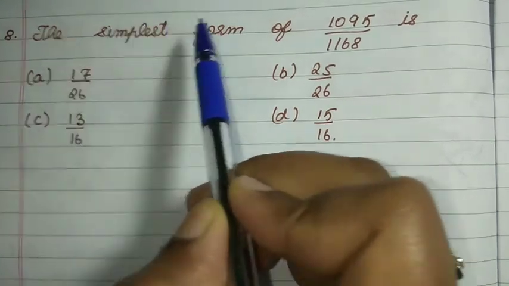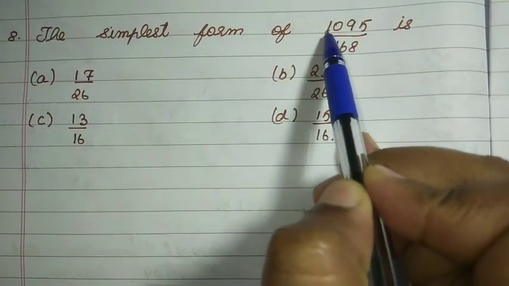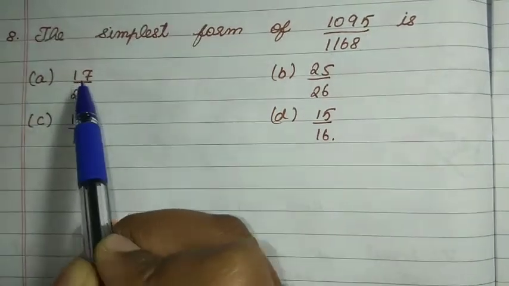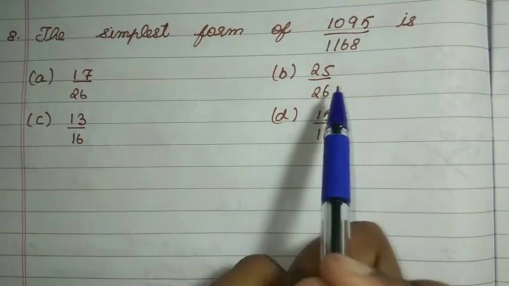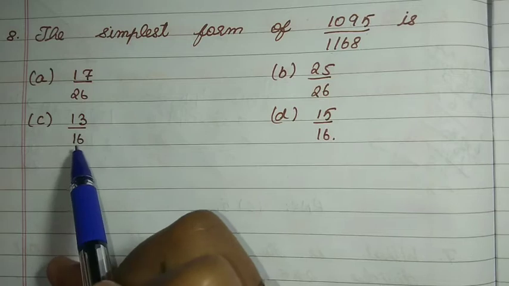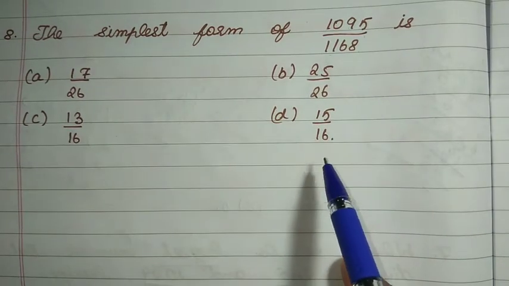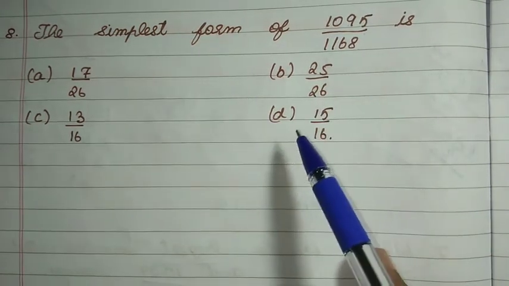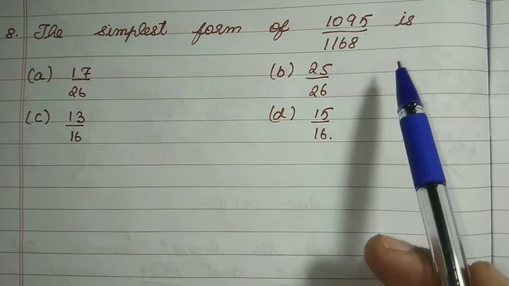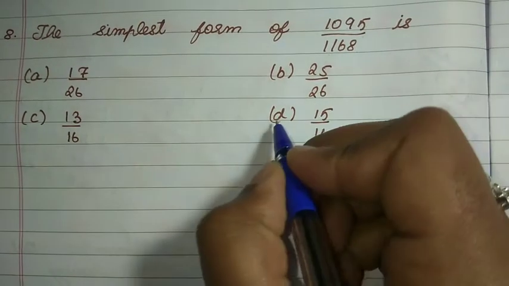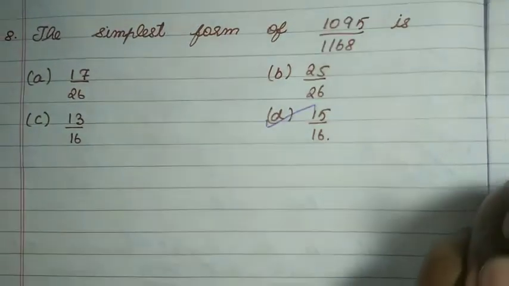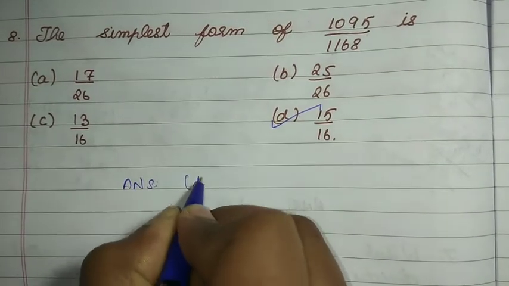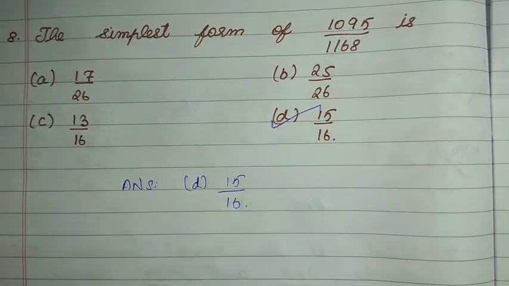Eighth one, the simplest form of 1095 divided by 1168 is option A 17 by 26, option B 25 by 26, option C 13 by 16, option D 15 by 16. So we have to make it in simple form. So how will you make? You just take a prime factorization and then do. So here the simplest form is 15 by 16. So my answer is option D 15 divided by 16.